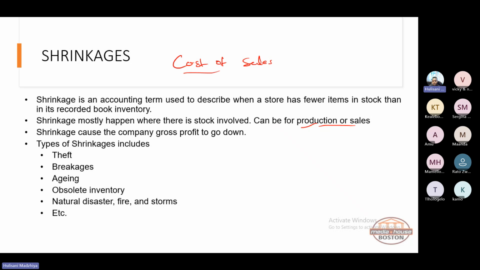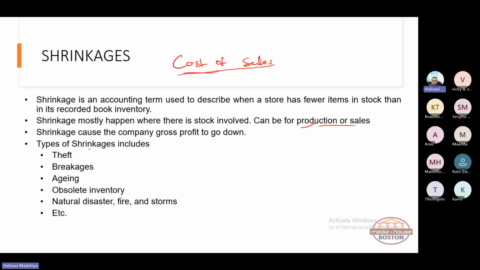So your cost of sales is increasing, but your revenue is not increasing. This becomes bad for a company, because if cost of sales increases and sales do not, our gross profit and net profit will be very low because of shrinkage. Shrinkage causes the company's gross profit to go down, because it mostly affects the cost of sales.